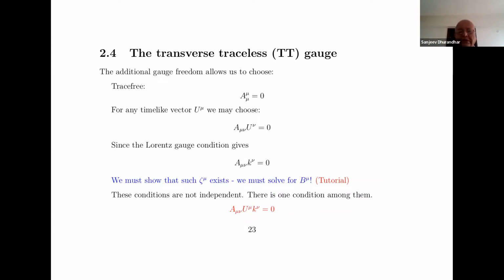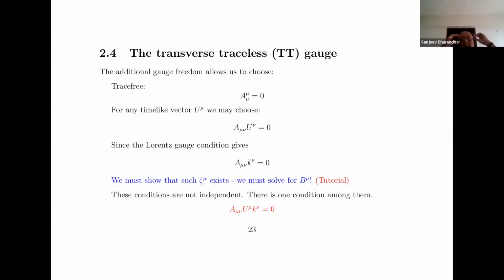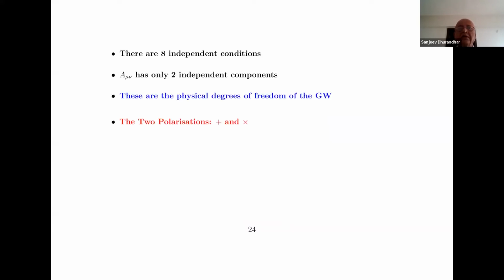So this is the thing. There are 8 independent conditions on the 10 A_μν's. 10, because A_μν is a 4 cross 4 matrix, but it is symmetric, so there are 10 components. There are now 8 independent conditions on these 10 components. So A_μν has just 2 independent components, and these are the physical degrees of freedom of the gravitational wave. These are the 2 polarizations, plus and cross, of the wave. We'll see why they are called plus and cross as we go along.